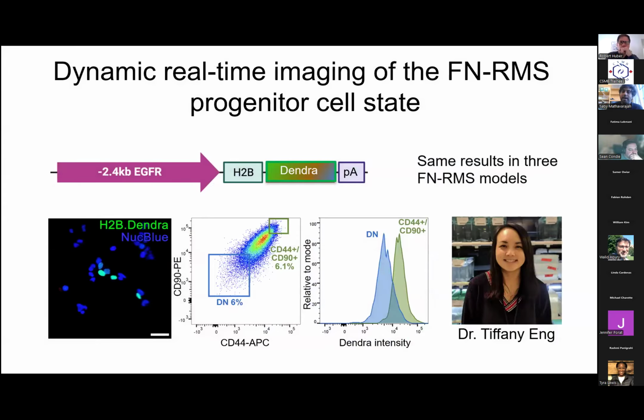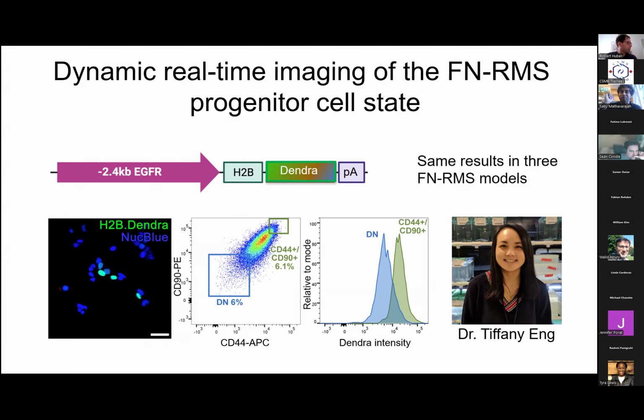And so to do this, Tiffany in our lab, who's very excited in this photo, came up with a very cool model or a reporter line to study this. Essentially, she took EGFR, which is very enriched in these cancer stem cells, and generated this very cute reporter that turns on Dendra, which is a green fluorescent protein that is photoconvertible, hence why we used it here. She wanted to see if we could actually mark the cancer stem cells to study their behavior and how they respond to therapy. And so it works really well.